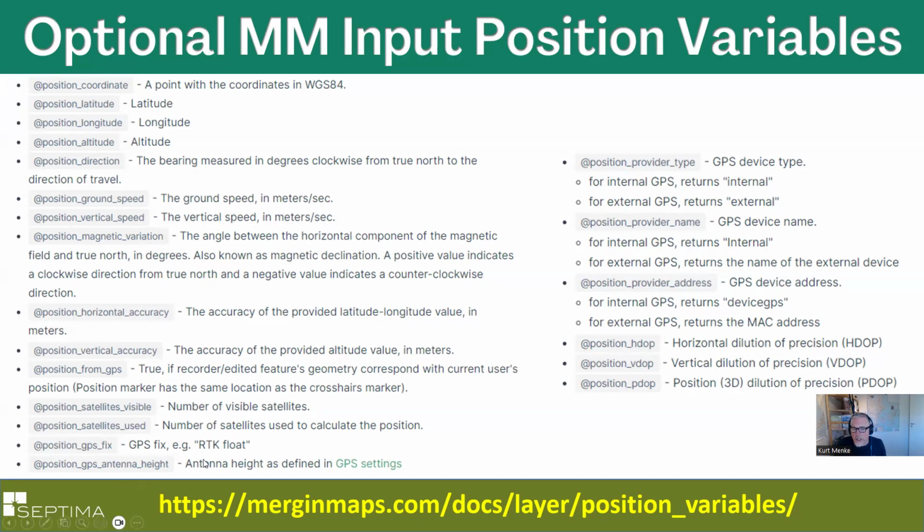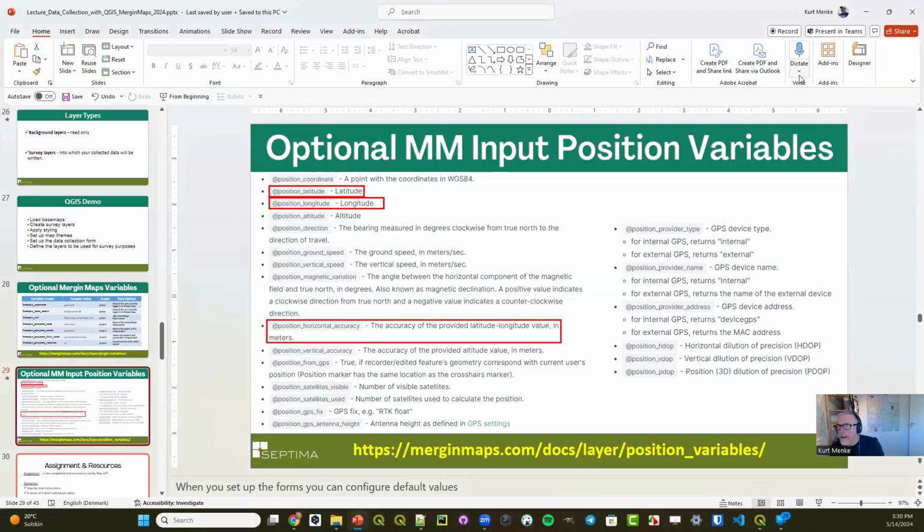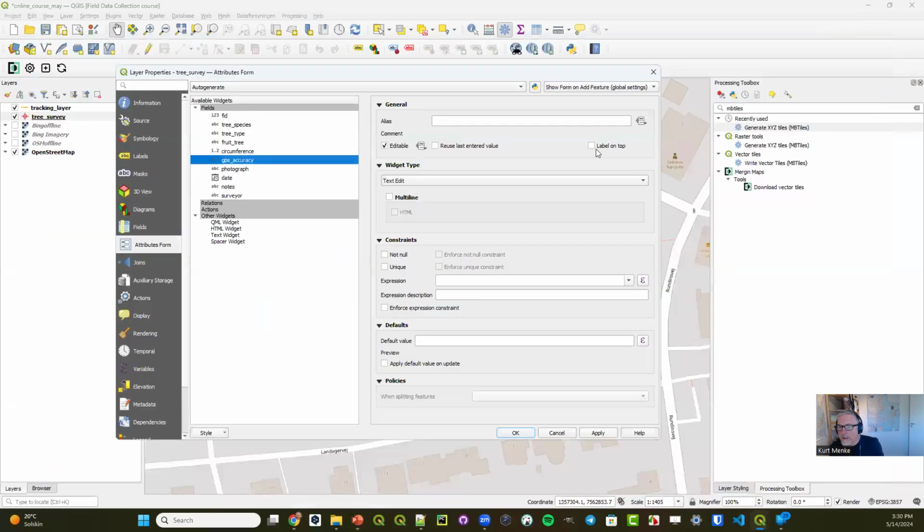So there's a bunch of really nice variables in here that you can use to gather some of that GPS data behind your collection effort, if that's important. And if you're familiar with PDOP and HDOP and VDOP, those are there as well. Horizontal dilution of precision. So again, these are things that will be known by the Merge and Maps mobile app, but not by QGIS. But down under default, I can enter that.